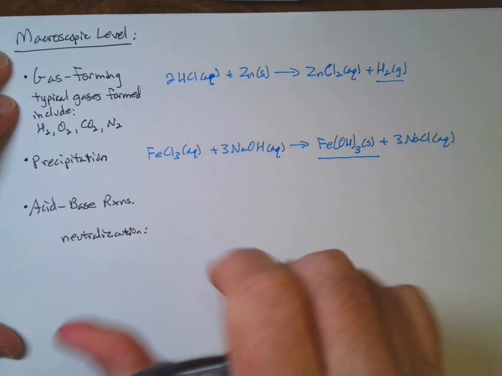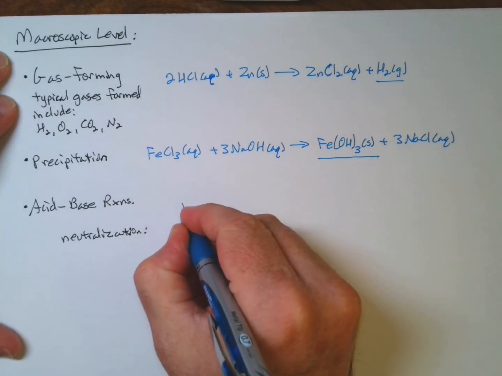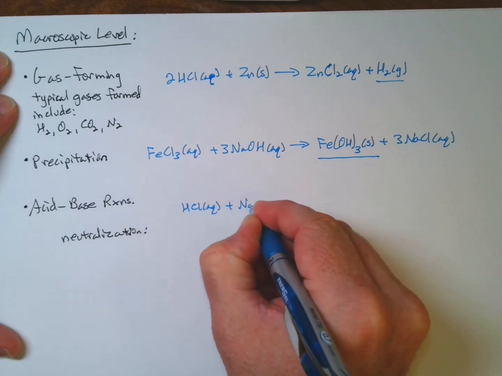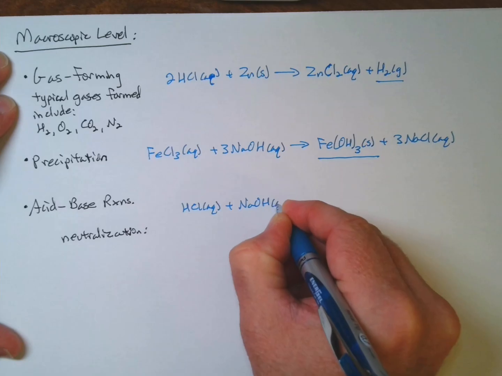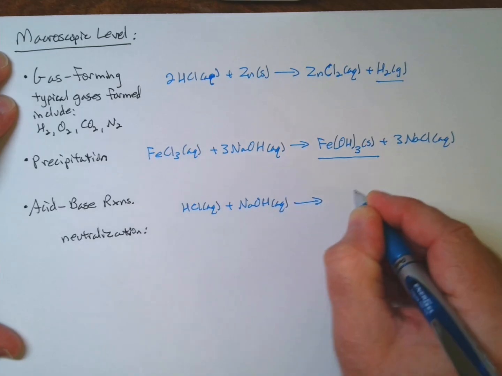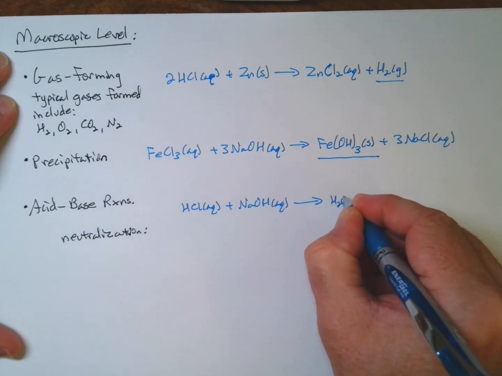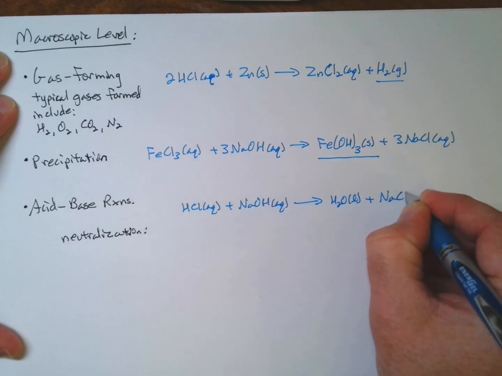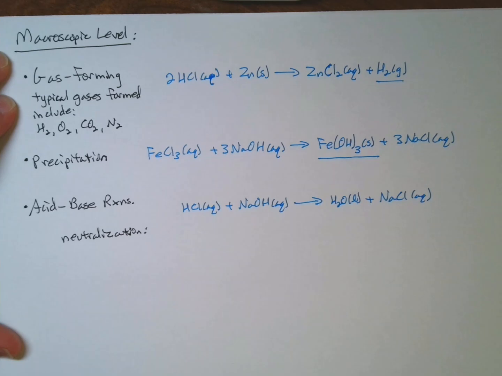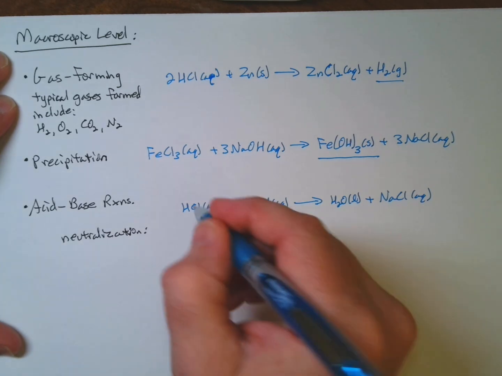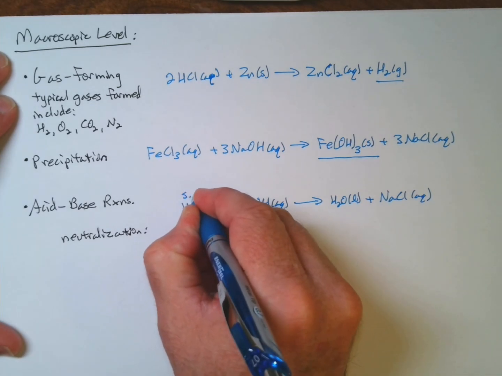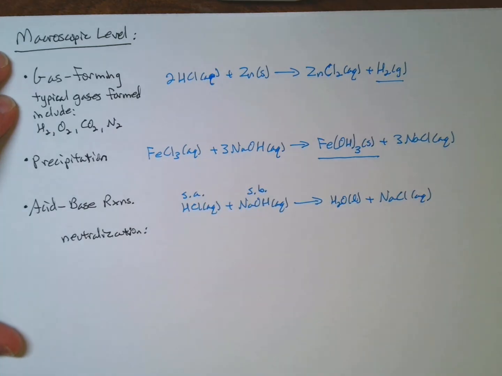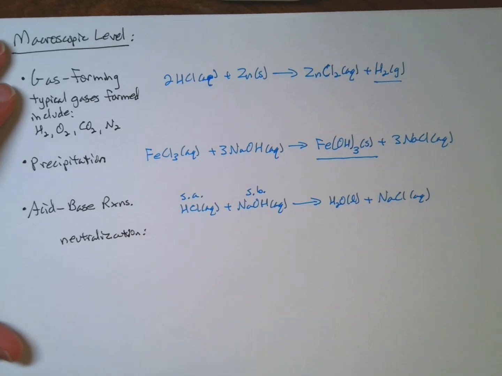So we could have HCl aqueous plus NaOH aqueous react to give H2O liquid plus NaCl aqueous. And this is a strong acid and a strong base. I'll just abbreviate those SA and SB.